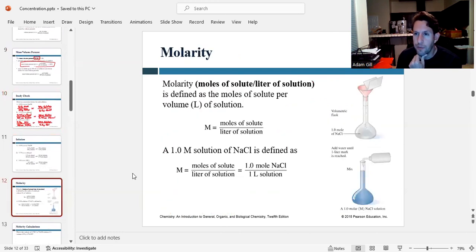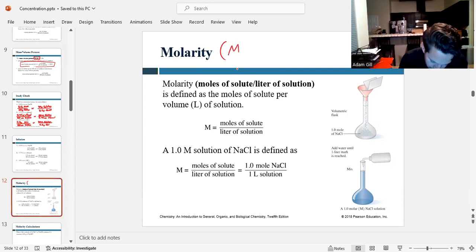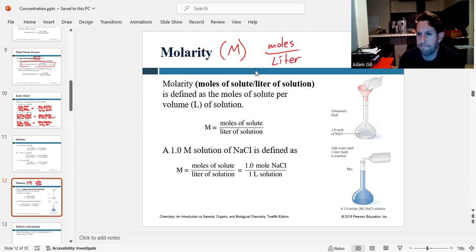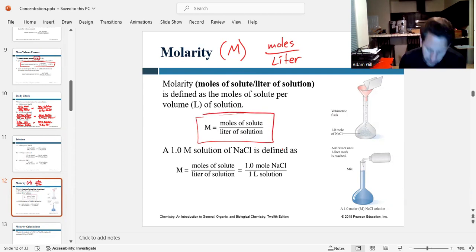Now, the last way we express concentration is molarity. Molarity is abbreviated with a capital M. It means the same thing, and it is moles per liter. Molarity, mole per liter. And so it's moles of solute per liter of solution. You have to have that memorized.